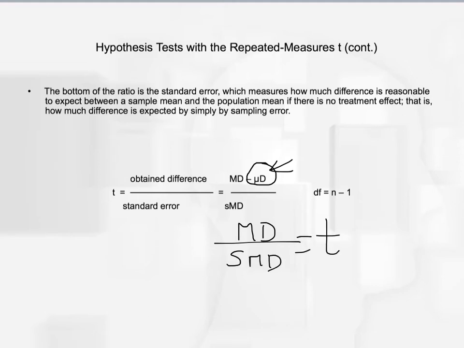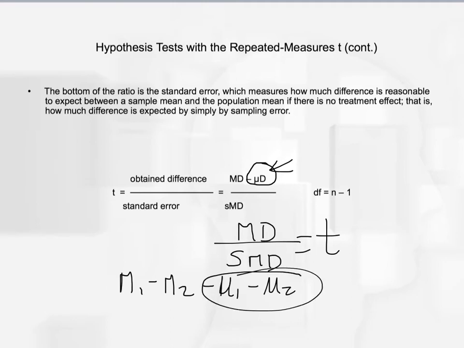Just as in the previous chapter, we had the mean of group 1 minus the mean of group 2 minus the population parameter of group 1 minus the population parameter for group 2, but we said this will be 0 under the null hypothesis, so the numerator of the formula only included mean 1 minus mean 2. This formula works exactly the same way.